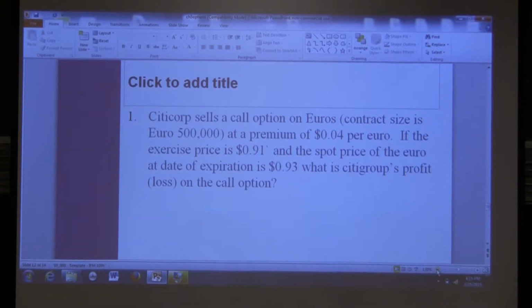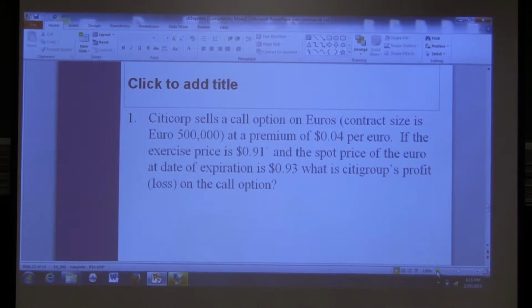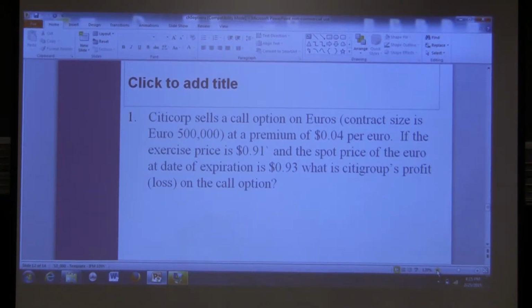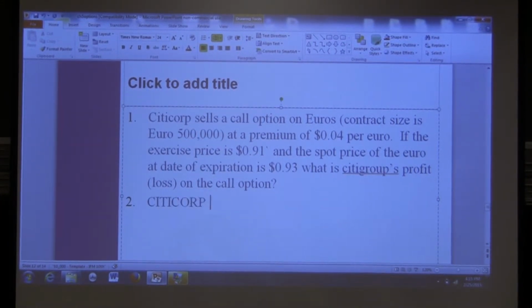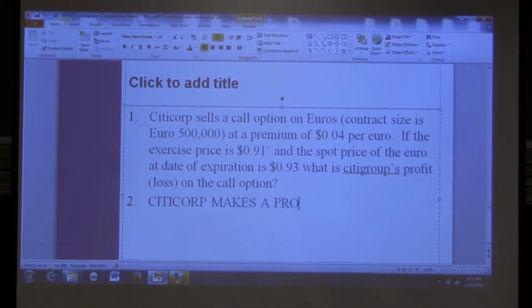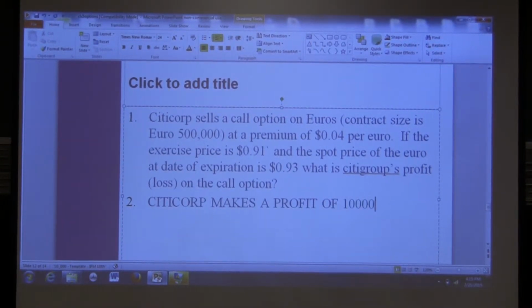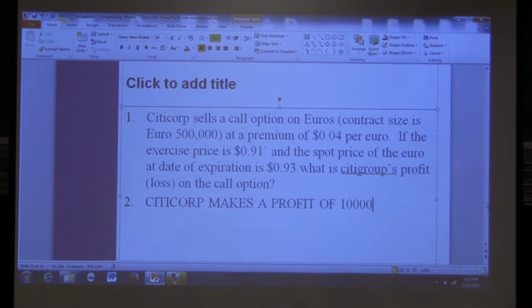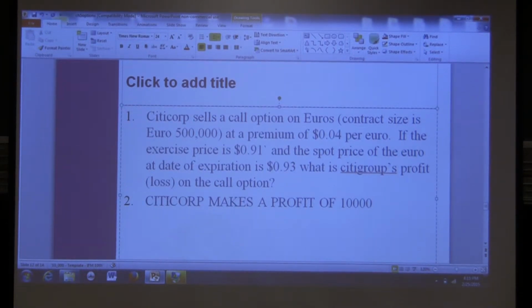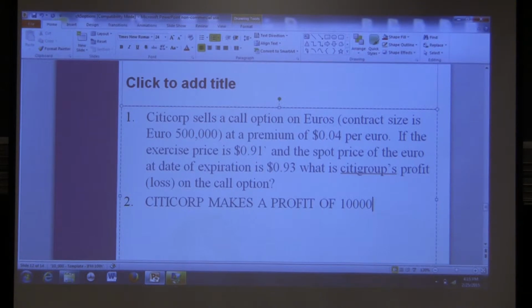Okay? So we are looking at Citicorp. Citicorp sold this call option. So basically, what it tells you is that they will make a profit of $10,000. Okay? So what the buyer makes, the seller will lose, and vice versa. So basically here, what you find is that as far as Citicorp is concerned, Citicorp makes a profit of $10,000. That's what you get in this case. Your question? You okay? We'll go to the next one.